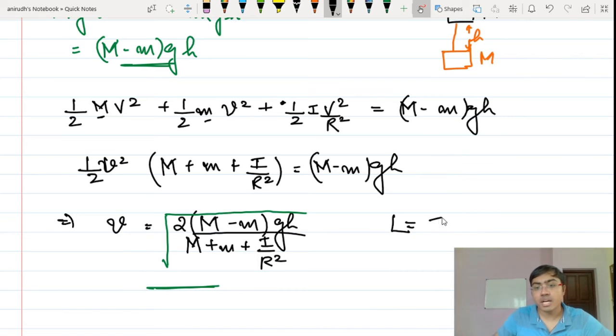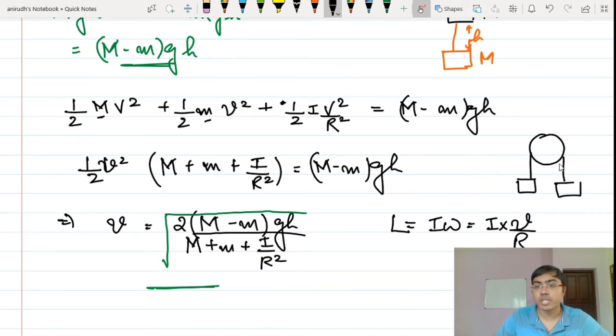See, L is equal to I omega. I will be using this. Now this is equal to I multiplied by V by R. Why? Because you know the pulley, if it does this, then the strings are not slipping across the pulley. If the strings are not slipping across the pulley, I can use omega equal to V by R. So in place of V, you can substitute this particular equation.